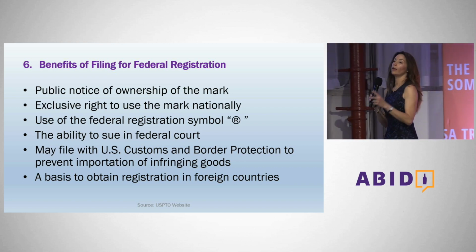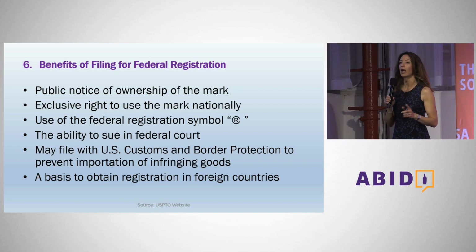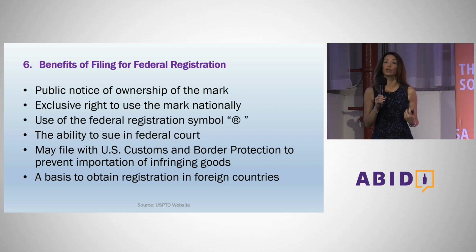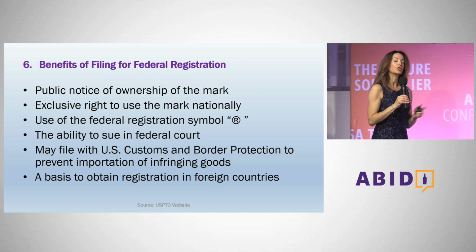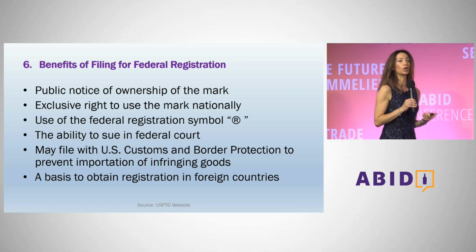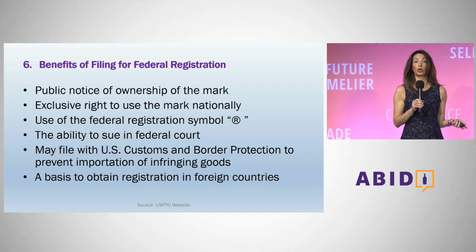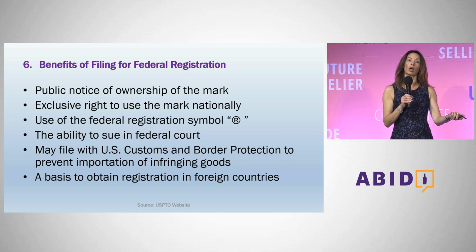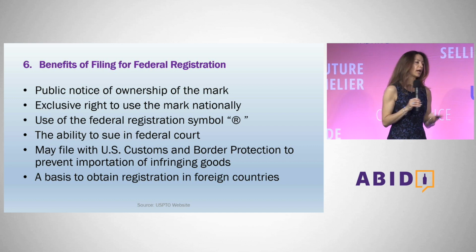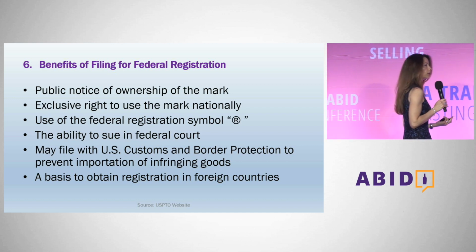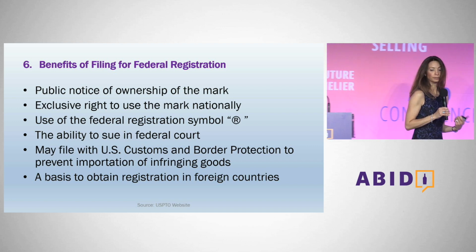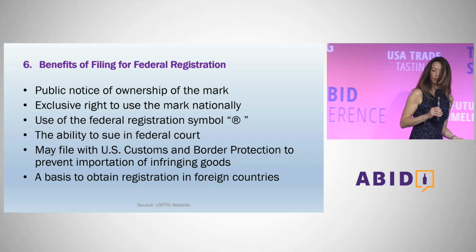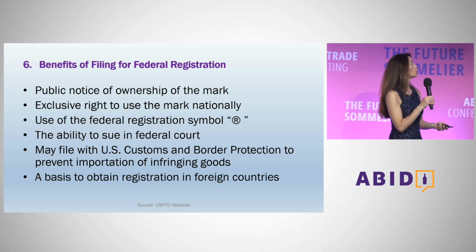And a good benefit that many people overlook is that there are a lot of gray market goods or counterfeit goods that may come into the US. So if you have a federal registration, you can actually take your registration certificate, go to US Customs and Border Protection, and let them know this is your mark. This way, if there are any infringing, counterfeit, or gray market goods coming in, then they know that those are counterfeit and that they won't let them into the country. And again, I mentioned that you could also use it as a basis for foreign registration.